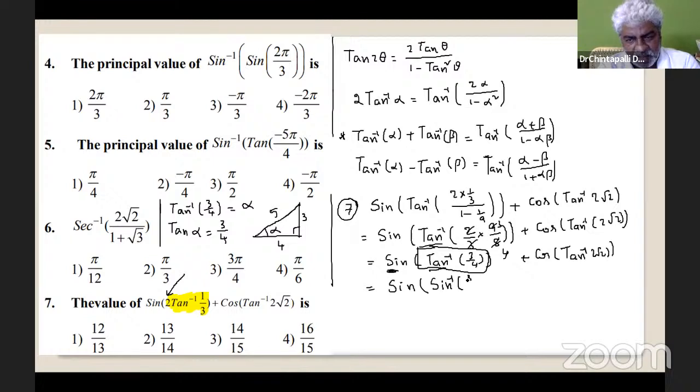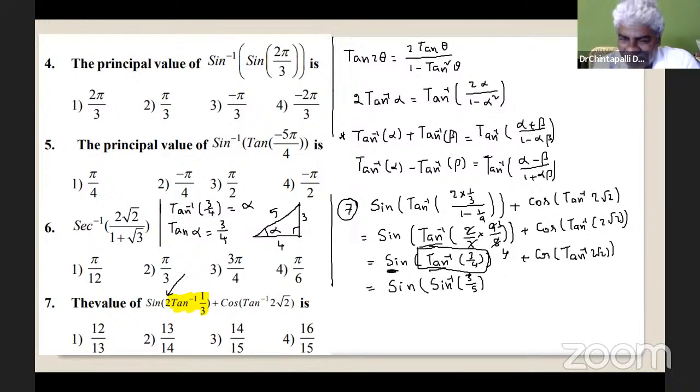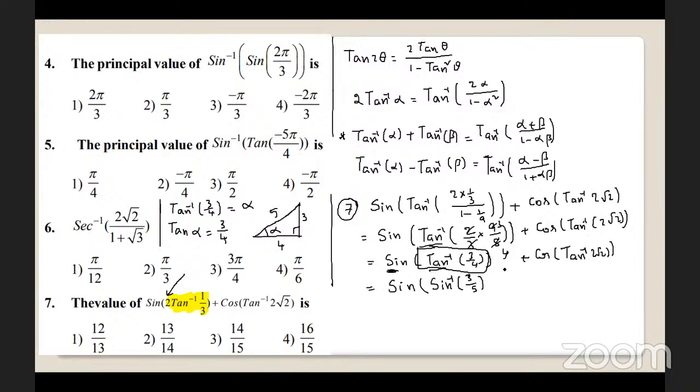Do you know the reason why we convert tan inverse of 3 by 4 into sine inverse of 3 by 5? Because the functions are then the same, so we can cancel them. Tell the next step.